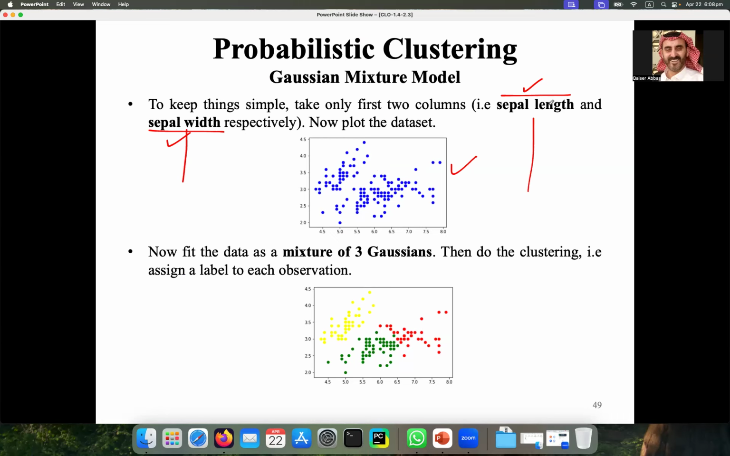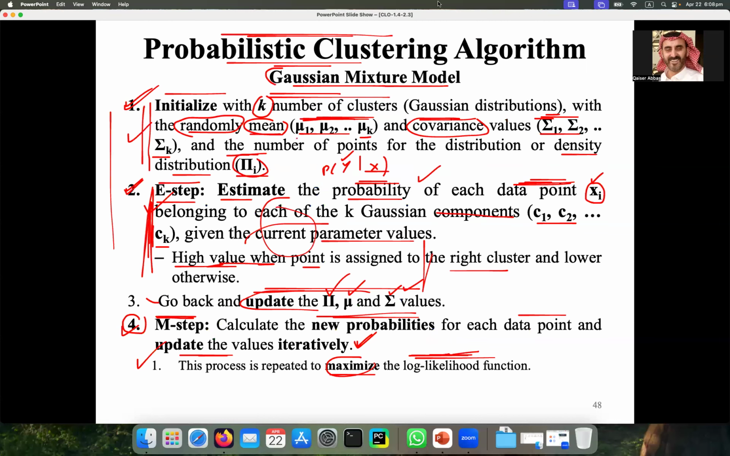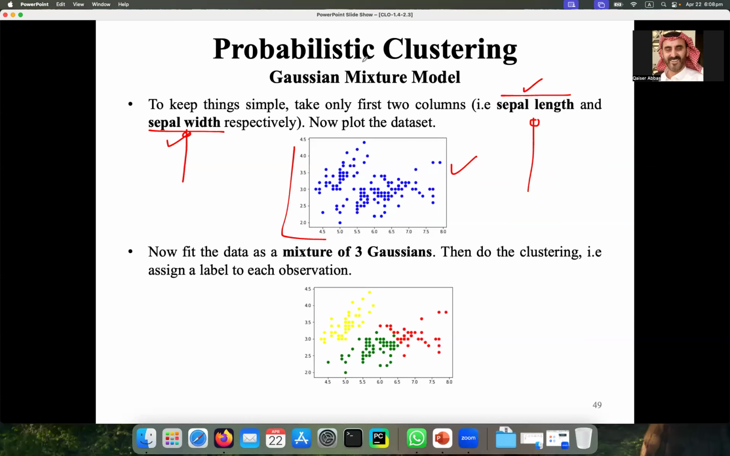Points. One value for sepal length, other value for sepal width. Now you have two coordinates like X and Y, and then you are plotting. And here it would be like that. Now you are running your previous probabilistic clustering algorithm over it for 3 clusters. For 3 Gaussians means for 3 clusters.